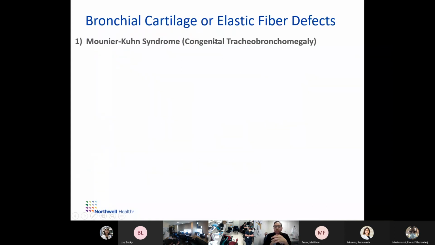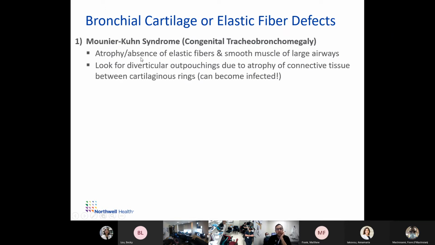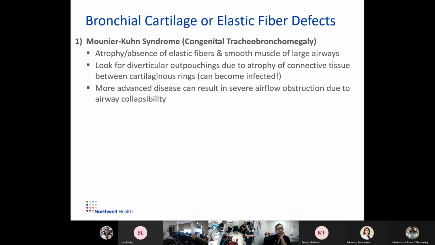So other bronchial cartilage or elastic fiber defects. So these are patients that have heritable structural abnormalities, Mounier-Kuhn being the one that we'll see occasionally, congenital tracheobronchomegaly. And essentially, you have atrophy or absence of the elastic fibers and the smooth muscle of the large airway. So you'll see tracheomegaly, the central main stem bronchi are excessively dilated, and you'll see associated bronchiectasis.